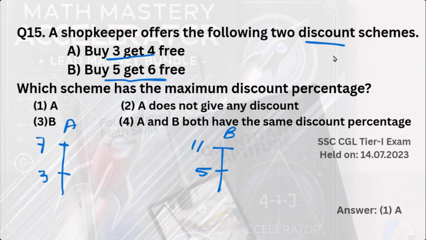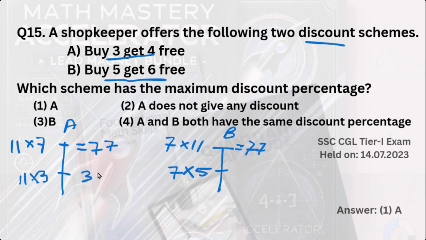Discount means less percent. Therefore, the base is 11 and 7. These are both prime numbers. To make it equal, multiply this side by 11 and this side by 7, so that the product is 7 into 11, 77. Multiply with the same number: this with 7, this number with 11. 11 into 3 is 33, 7 into 5 is 35.